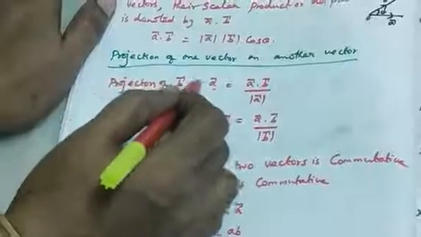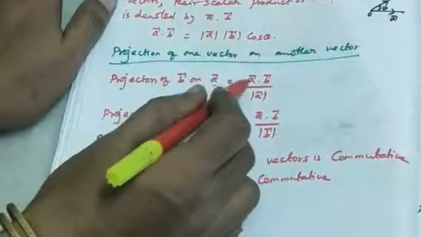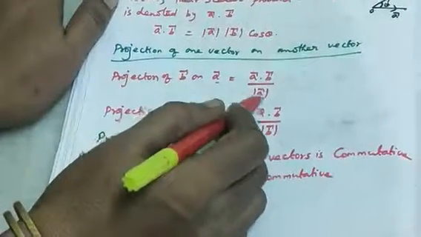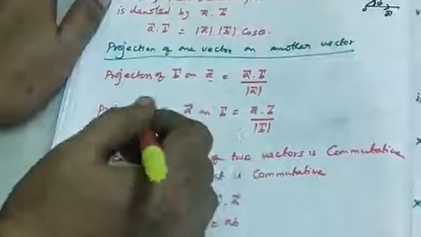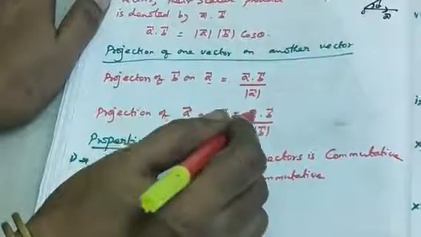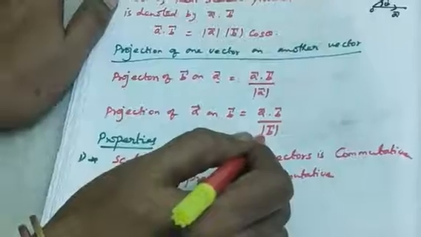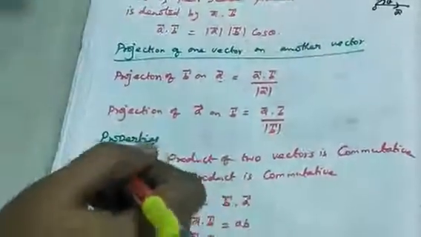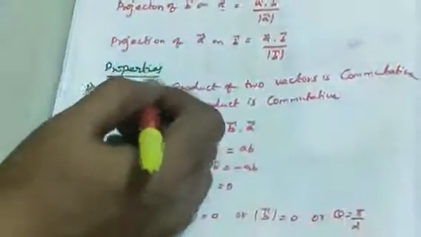Projection of b vector on a vector is equal to a vector dot b vector by modulus of a vector. Similarly, projection of a vector on b vector is equal to a vector dot b vector by modulus of b vector. Next, the properties of scalar product.